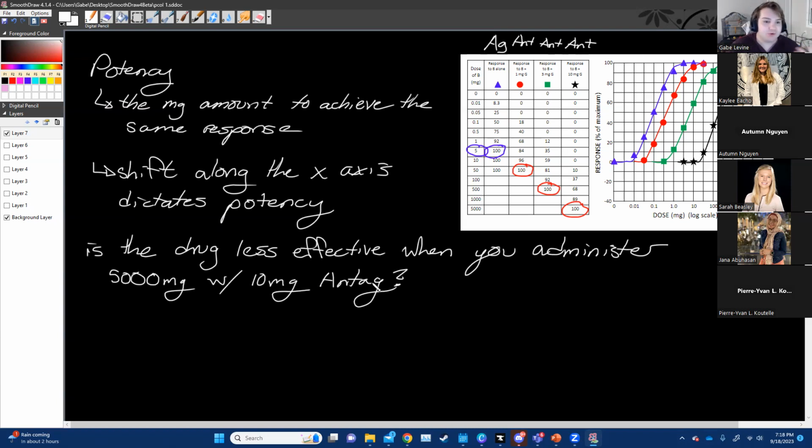So what's important to know about adding an antagonist is that an antagonist doesn't necessarily change what the efficacy of the drug is.